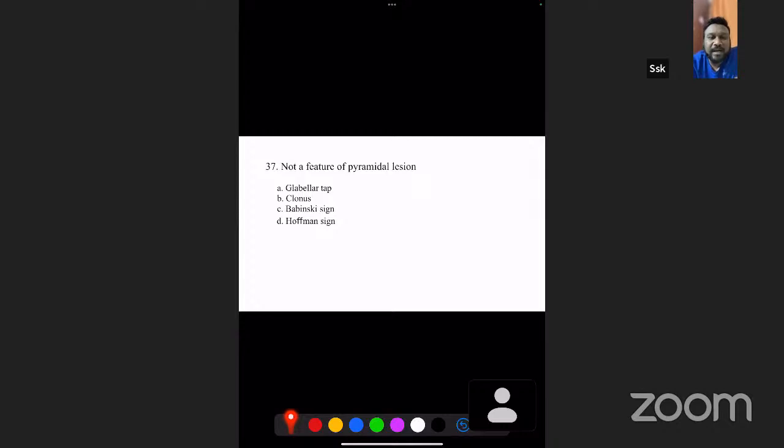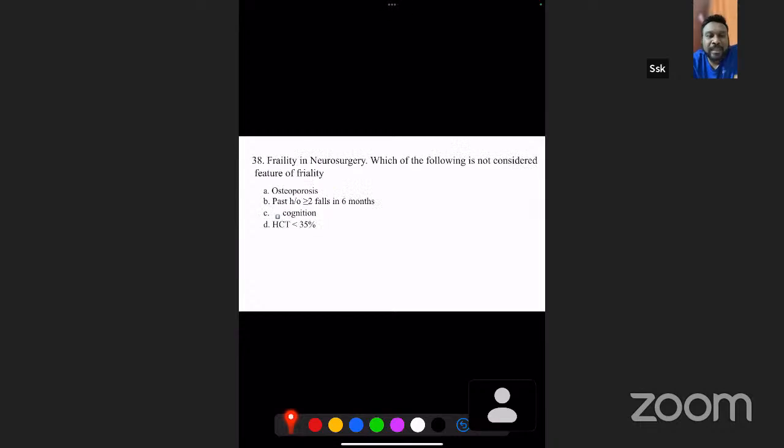Not a feature of pyramidal lesion. Pyramidal lesion is nothing but the corticospinal tract involvement that is going to present with clonus, Babinski sign, and Hoffman sign. Everything will be positive, but not glabellar tap. Glabellar tap is actually a frontal lobe release sign, so that is not a pyramidal sign. Pyramidal sign means anything that is related to the corticospinal tract. That is what you call a pyramidal lesion.